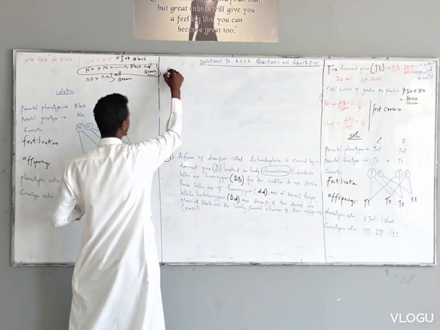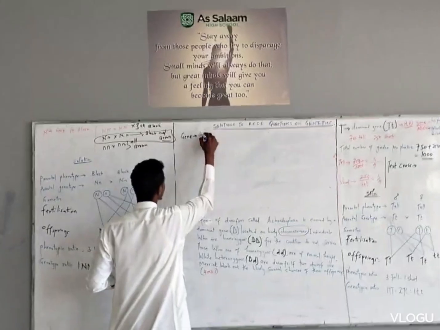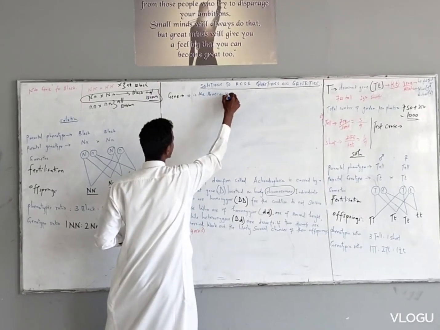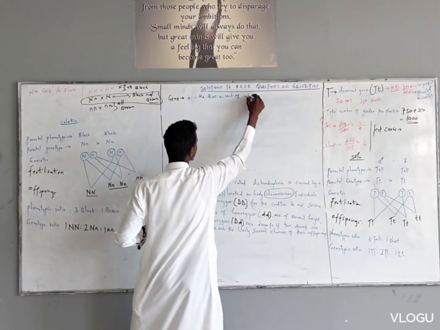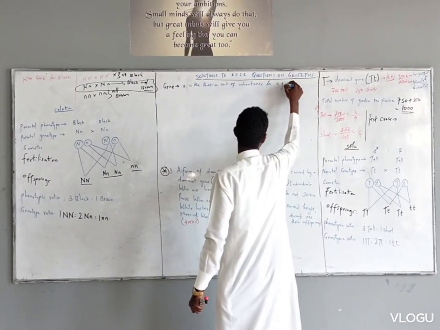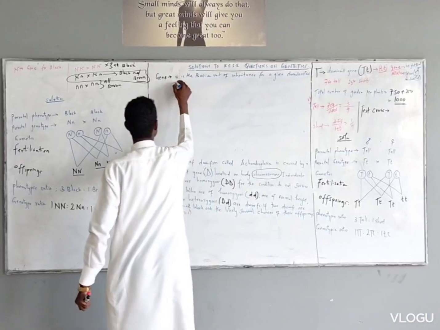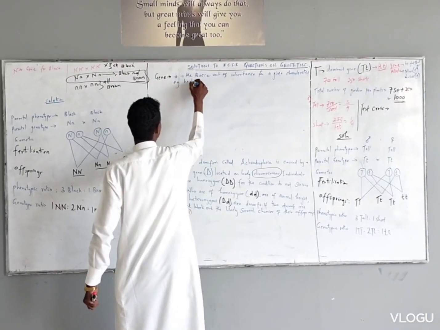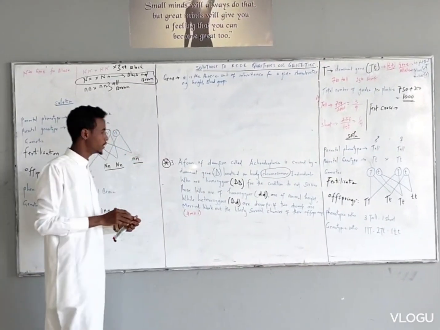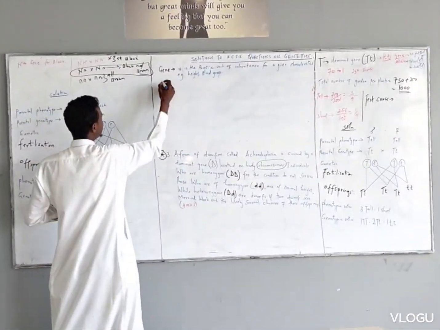Now let's look at the gene. It is the basic unit of inheritance for a given characteristic, for example height, blood group. That is what is called the gene. You also have another term called allele.